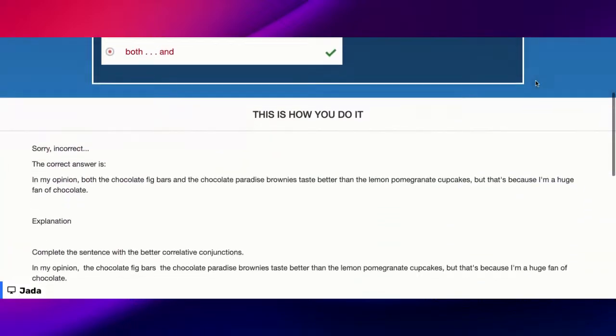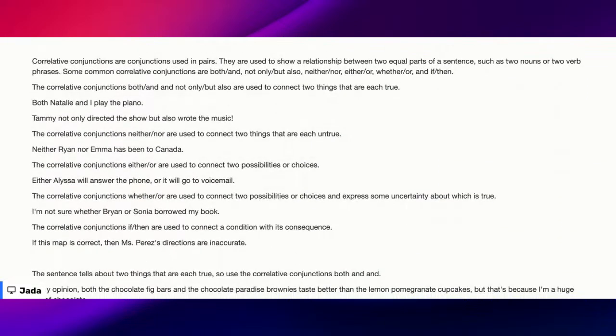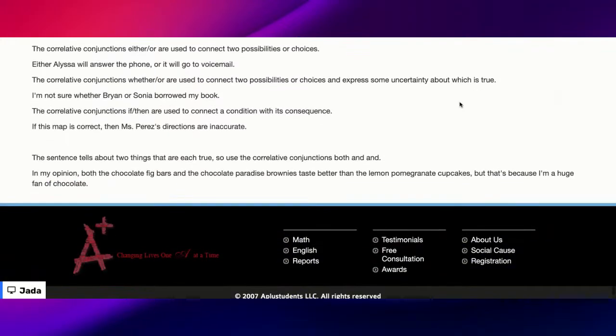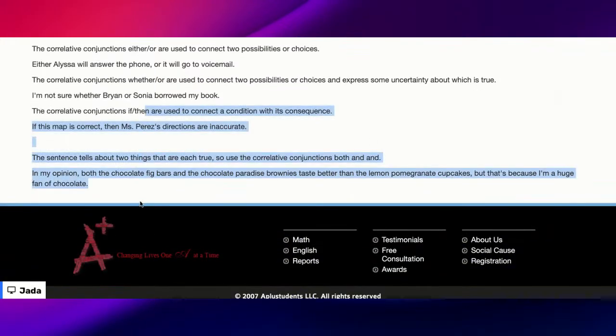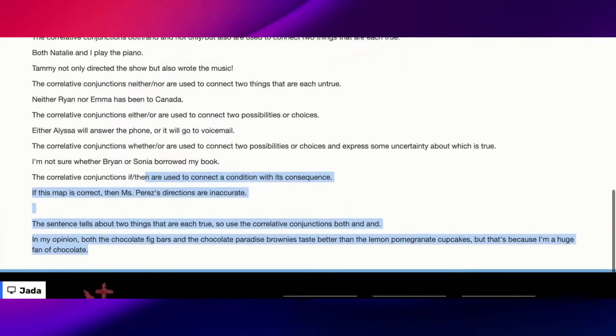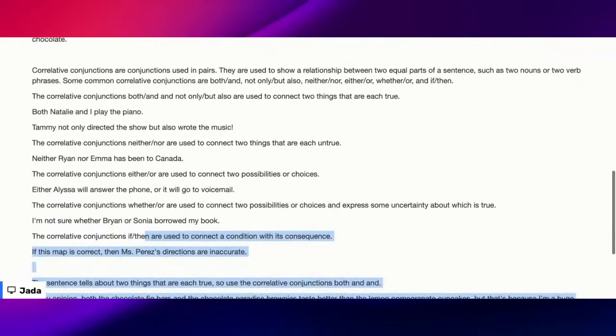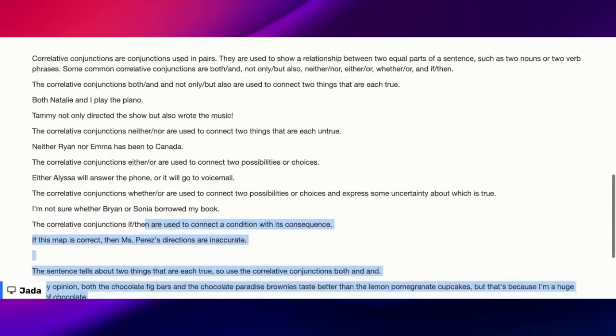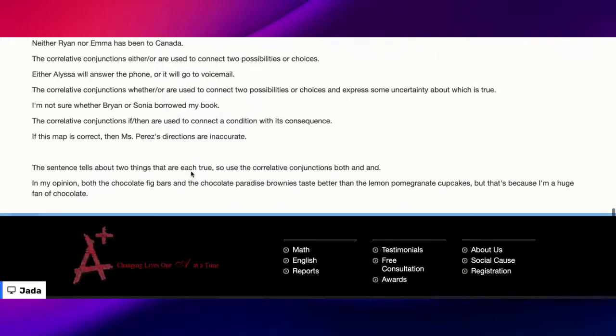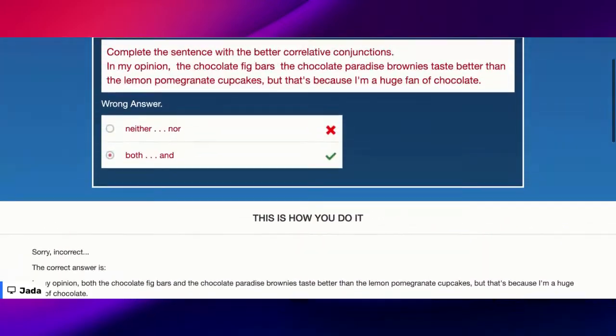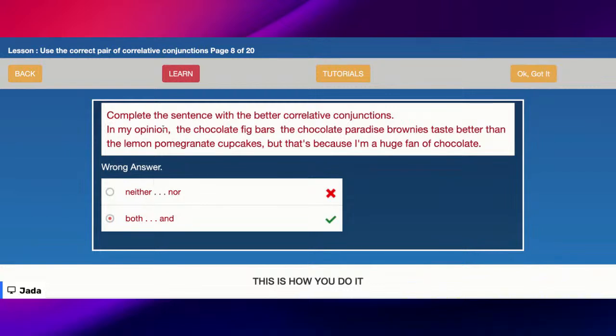So if you click on your answer and you see that, oh, I made a mistake, you click on the one that is wrong, you just scroll down. For example, this, you just go down and then you can go through the tutorials again. You don't have to start from the beginning, just go through the tutorials, see why, and then you click and know why. So this is supposed to be both and because it's saying, in my opinion, both the chocolate fig bars and the chocolate paradise brownies taste better. So it's saying that it tastes better than the lemon cupcake.